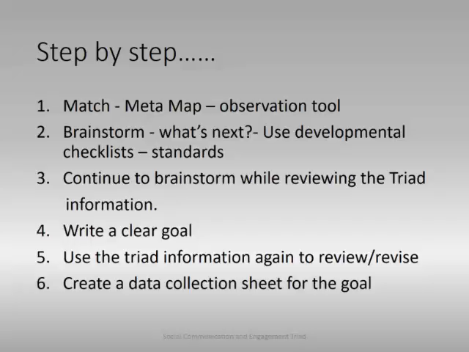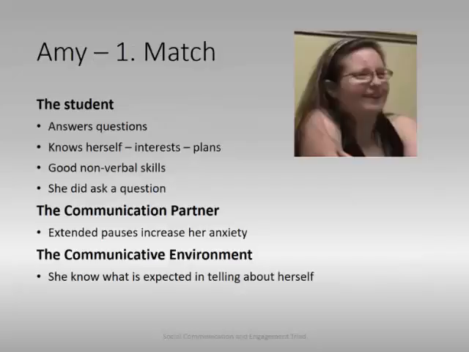Then you'll sit with your team and you'll just brainstorm. What are the possibilities? What's next? And we can use developmental checklists or standards. And then you're going to continue to brainstorm while reviewing the triad information. And then you're going to write a goal. And then you're going to go back and review that goal again using the triad information. And then you're going to create a unique data collection sheet just for that goal. So here's an example of how that might work.